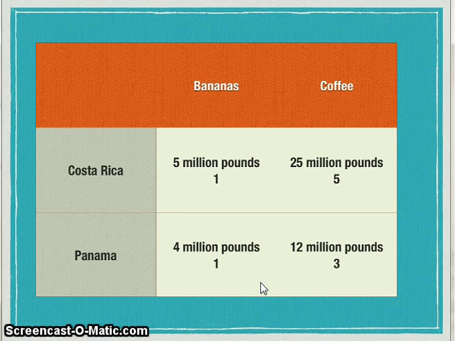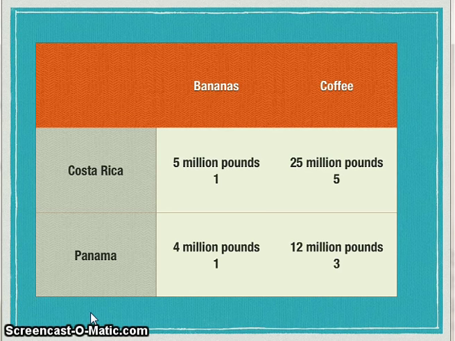We can suppose that the trade ratio was determined to be 4 to 1. If Costa Rica specializes in coffee and Panama specializes in bananas, we can see how this works. When Costa Rica specializes in coffee, with international trade, it would only have to give up or trade off 4 pounds of coffee for 1 pound of bananas. Without trade, it would have to give up 5 pounds of coffee for a single pound of bananas. Therefore, Costa Rica would benefit from international trade and specialization.